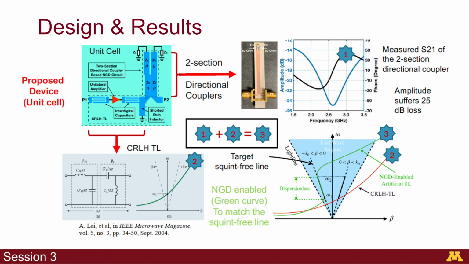In the top right, we can see that the unit cell was composed primarily of this unilateral amplifier and interdigital capacitors and shorted stub inductor, which make up the composite right and left-handed transmission line, and then the two-section directional coupler based negative group delay circuit. Through the combination of these two components, you can see in the bottom right that the composite right and left-handed transmission line combined with this negative group delay circuit created this negative group delay enabled artificial transmission line that elicits some squint-free properties with a backward leaky wave radiation.